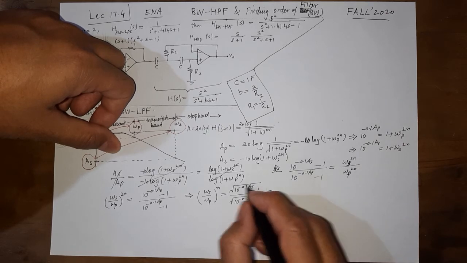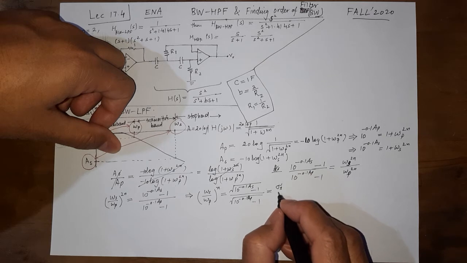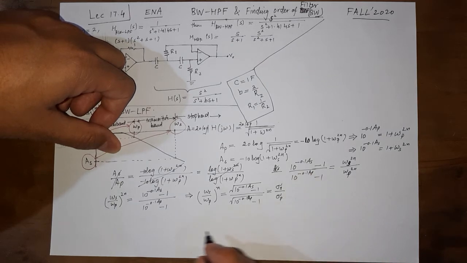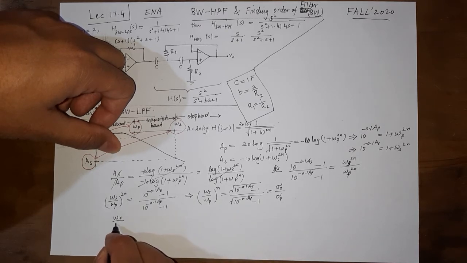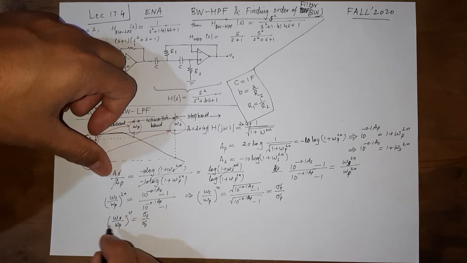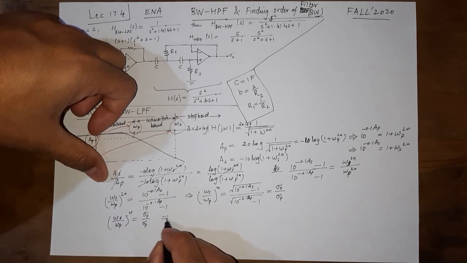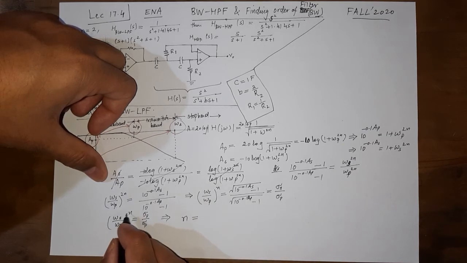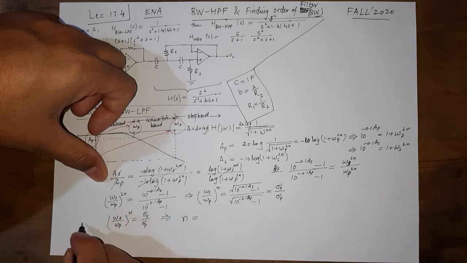Let us call this term sigma s, and let us call this term sigma p. So in other words, omega s over omega p to the power n is equal to sigma s over sigma p. So how will you recover n from here? We take the log of both sides, which implies that n would be equal to n log of this thing, and this goes in the denominator.